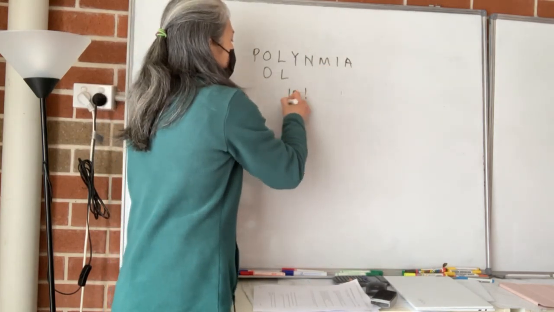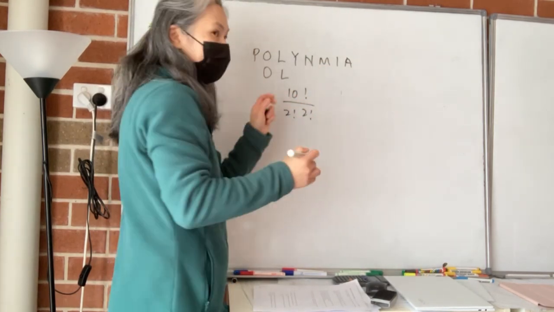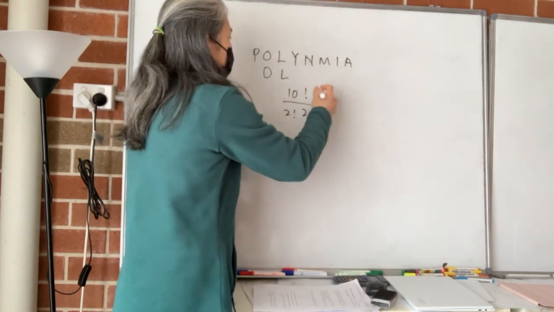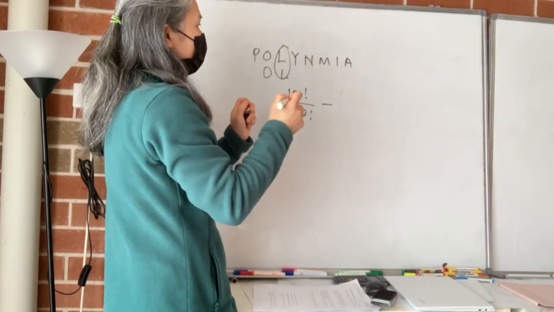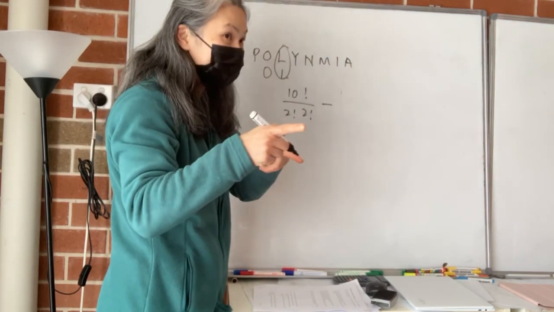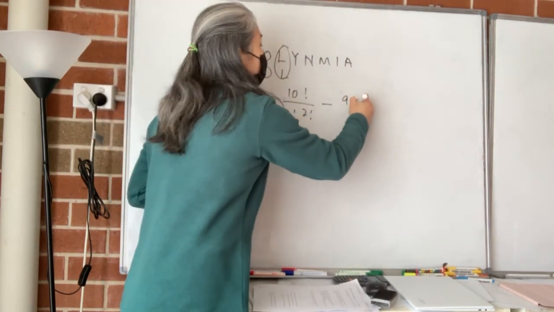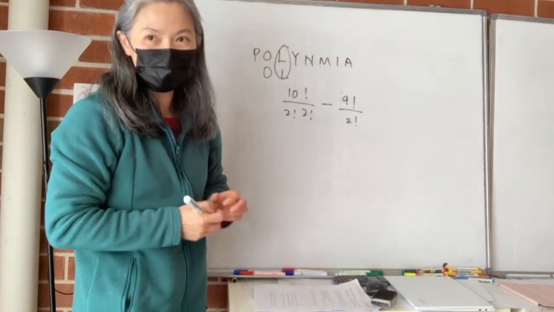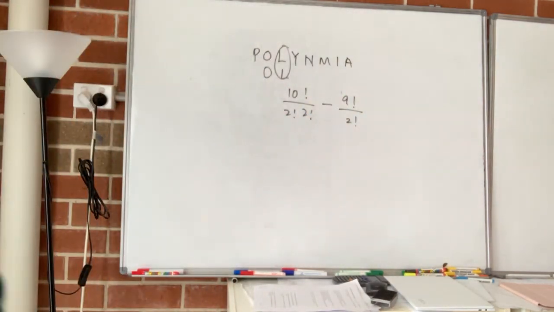10 factorial over 2 factorial, 2 factorial, and then minus the L's together. Stick them together. So that means it will be 9 factorial over 2 factorial. Yes, that will do. Right answer? Yeah.